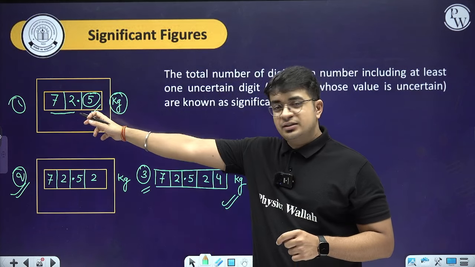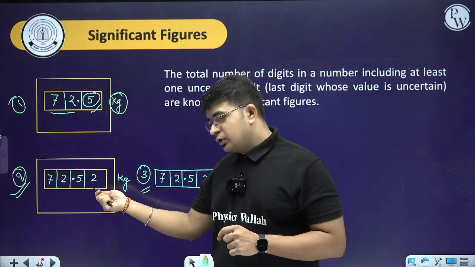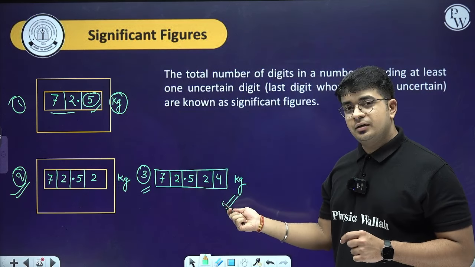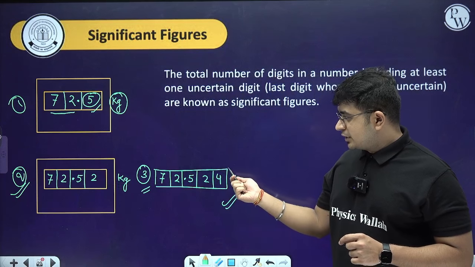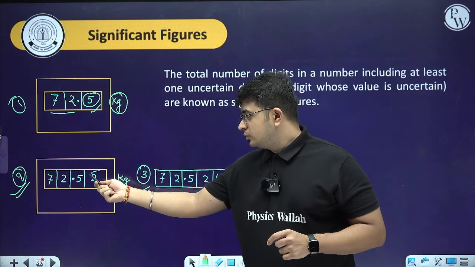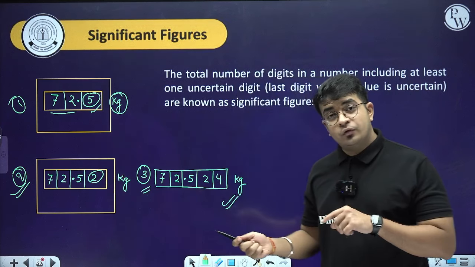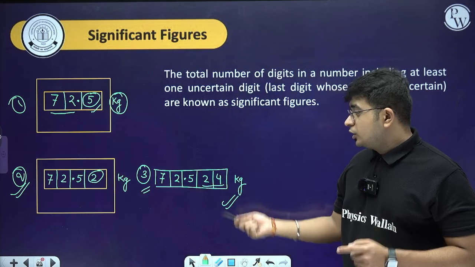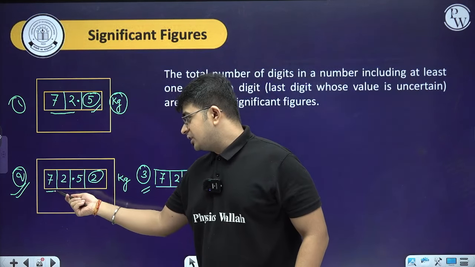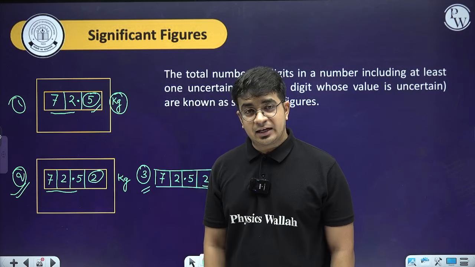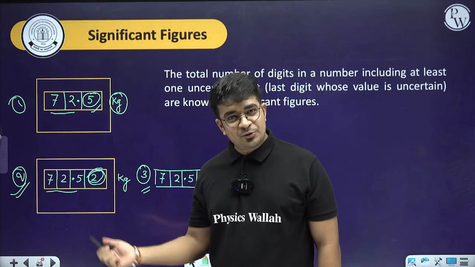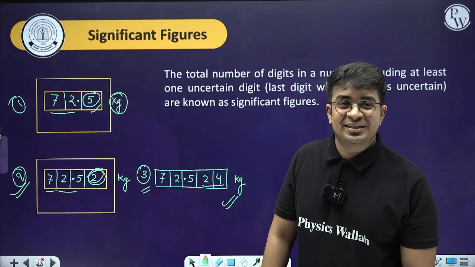So these two digits are certain. Now in this particular apparatus, if I compare it with this part, the digit which is showing uncertainty is this 2, because it can be 2.1, 2.2, 2.3, 2.4. So in this measurement, these 3 digits are actually certain, but this digit is uncertain. Now you can understand the basic idea about the measurement part.